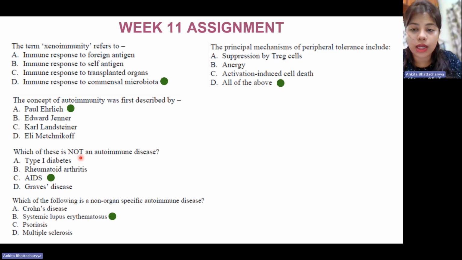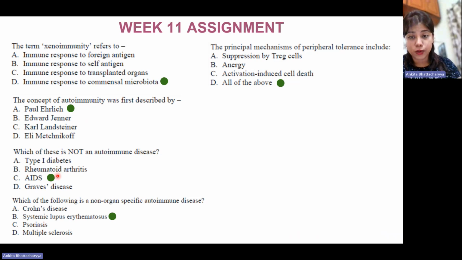Which of these is not an autoimmune disease? The options here are type 1 diabetes, rheumatoid arthritis, AIDS, and Graves' disease. Now, this is a question that can potentially lead to some confusion. If you have gone through the previous week's lectures, or the live interaction session video, you would know that options A, B, and D are examples of autoimmune diseases. We have discussed them in different contexts, how the body's response to some self-antigens changes for various reasons, and that leads to the autoimmune condition.